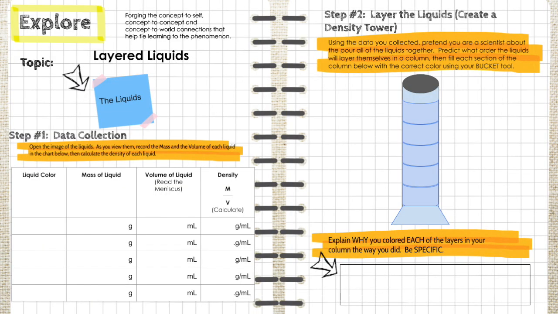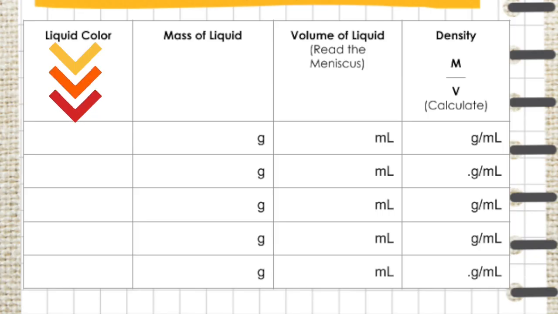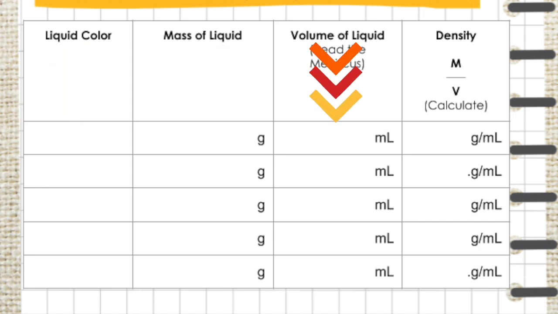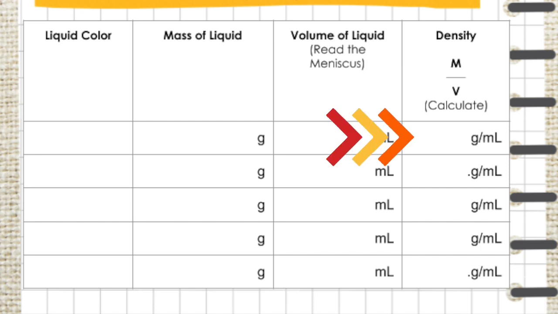Here's the page we're going to be using in the notebook, and what we need to do is view a series of graduated cylinders and the liquid inside them. And as we view those cylinders, we're going to be recording the color of the liquid, the mass of the liquid, the volume of the liquid, and then finally, we're going to calculate the density of each of the liquids.